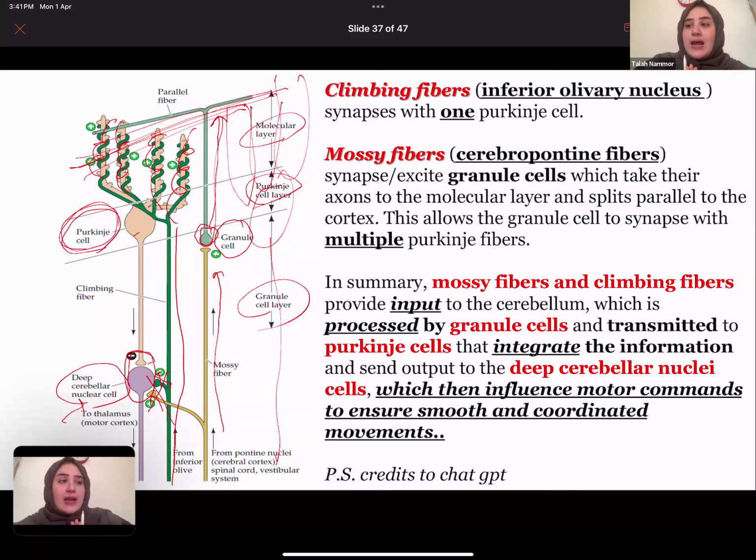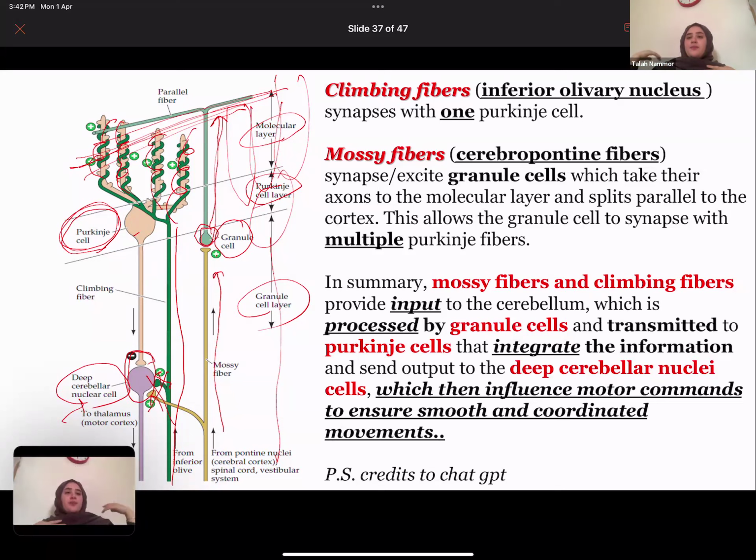Now, what will the Purkinje cell do? It will integrate the information. We have information from the head, from the body, from everywhere. It's going to take all of this information, integrate it, and based on that, it's going to either activate or inhibit the deep cerebellar nuclei. Regardless of what it does, the important thing is what the deep cerebellar nuclei do: it ensures motor commands are smooth and coordinated. That's all we care about.